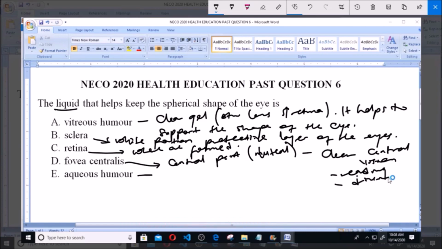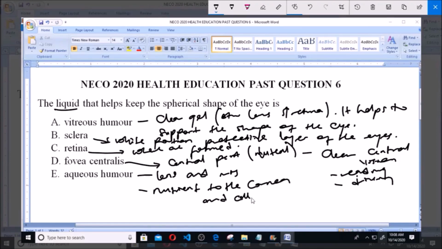Now the aqueous humor is also a gel. It is located between the lens and the iris. This aqueous humor helps to provide nutrients to the cornea and ciliary bodies.